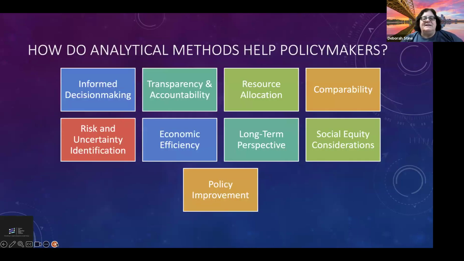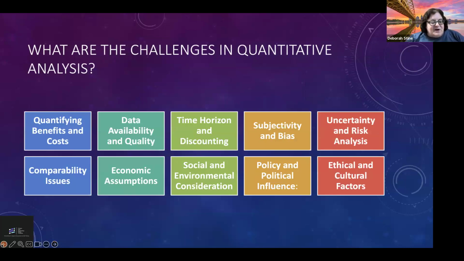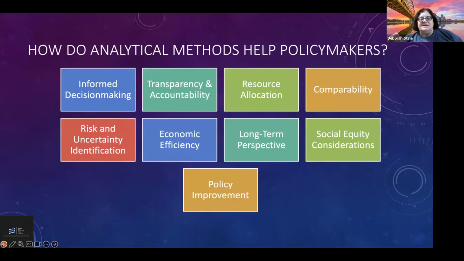So these analytical methods help policymakers by providing them with informed decision-making, not just shooting from the hip, along with transparency, accountability, allocating resources, and making comparisons. They should also talk about risk and uncertainty identification, looking at economic efficiency, what's going to get the best bang for the buck. They can take into account long-term perspectives, like over decades. They take account of social equity and policy improvements.